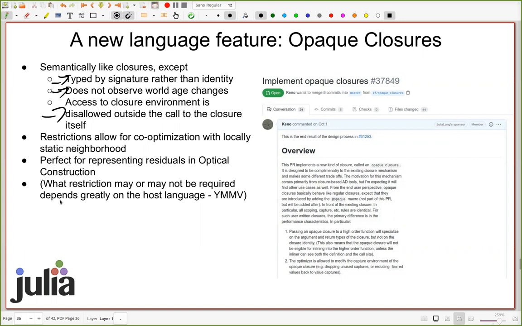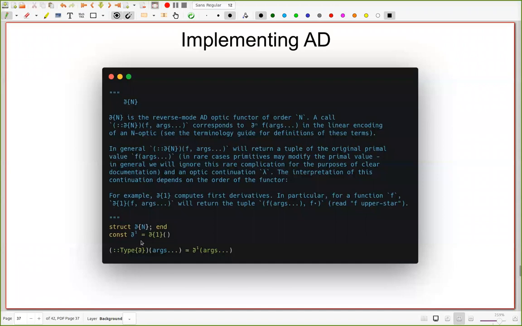And because of these restrictions, it lends itself really well to optimizations. I'm basically out of time, so I'm going to go through this quickly. But this is basically the key thing of how we are representing this in Julia. So we're literally representing this functor, that color choice.